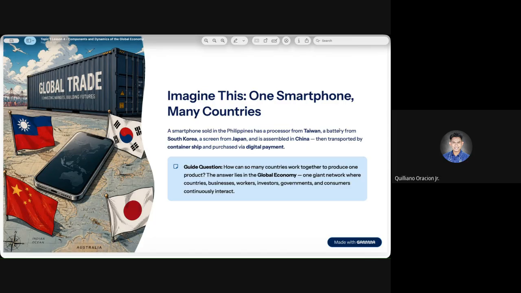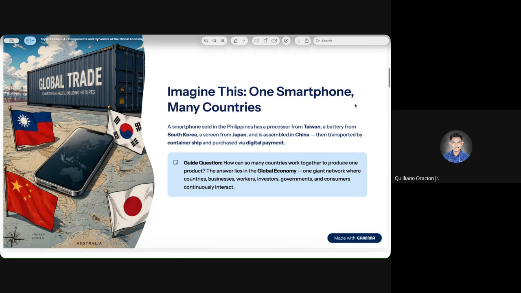And then, after assembling the phone, it was shipped to our country, Philippines. And then, you will pay, buying this smartphone using a digital wallet here in our country. Now, how many countries participated in making one phone? Based on what I've mentioned, there are five or more countries, meaning no country produces everything. Countries specialize, then they trade, and that's why we call it a global economy.